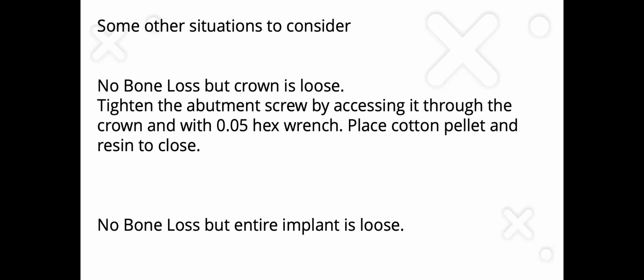But other situations to consider are this. Let's say you have no bone loss on the X-ray, but the crown is loose. And so that means that the screw that holds the crown, the abutment, is loose. How do you tackle this? You create an access hole for the screw, tighten it with a 0.05 hex wrench, place some cotton pellet and resin to close. And then, like I said, no bone loss, but the entire implant is loose. I mentioned that case already, check for the occlusion in these cases.